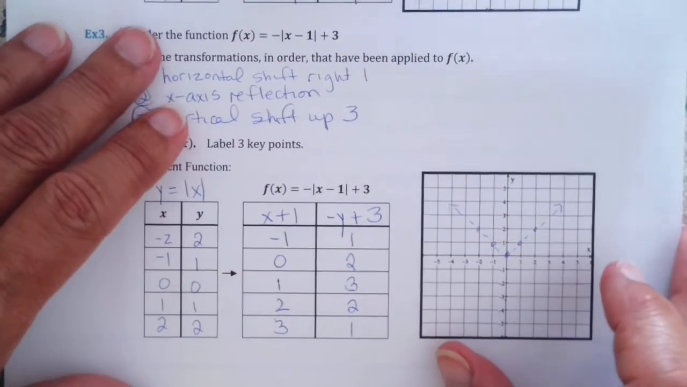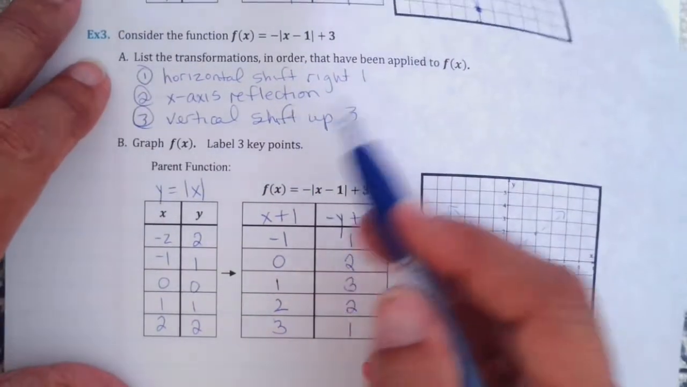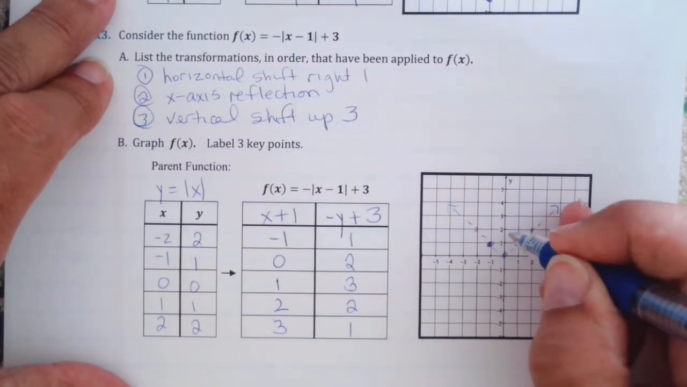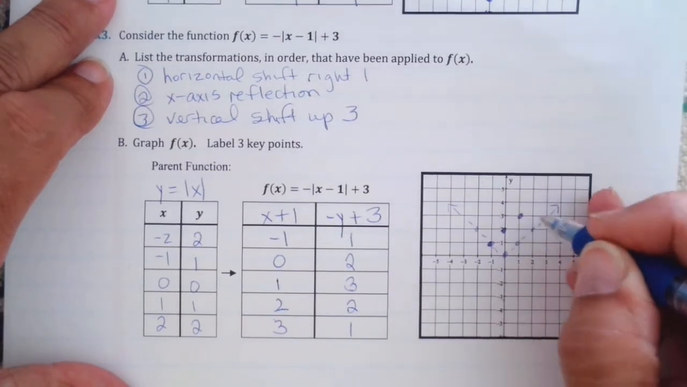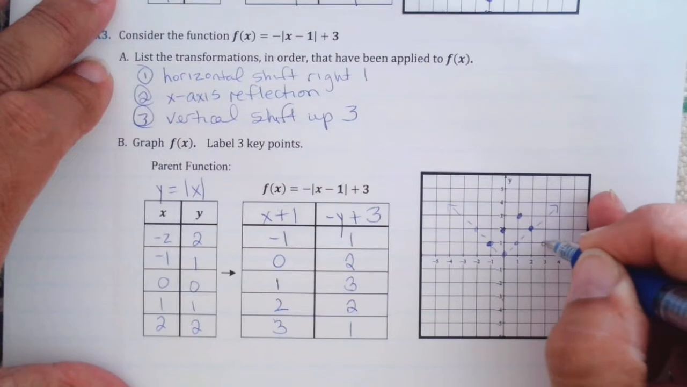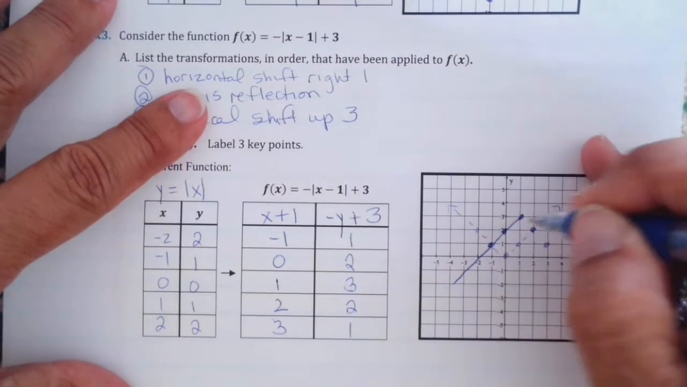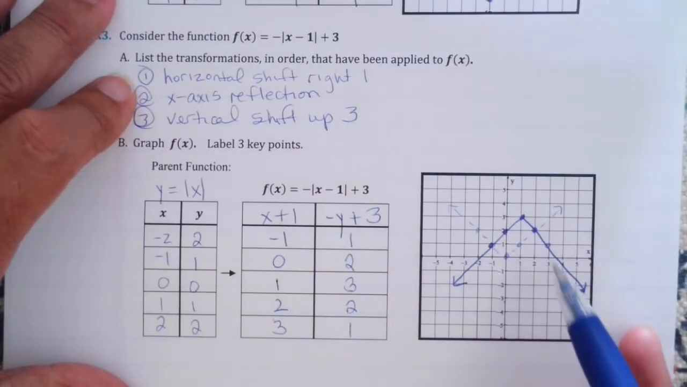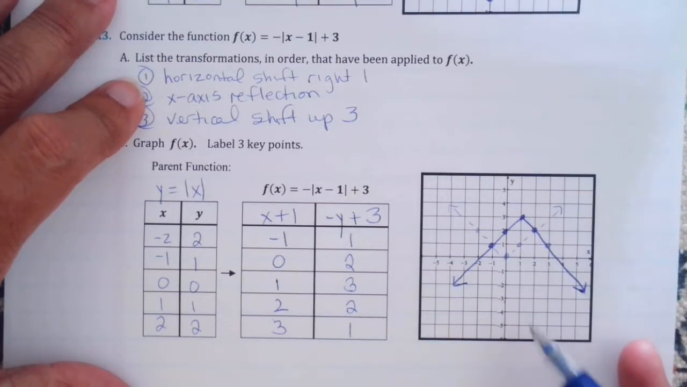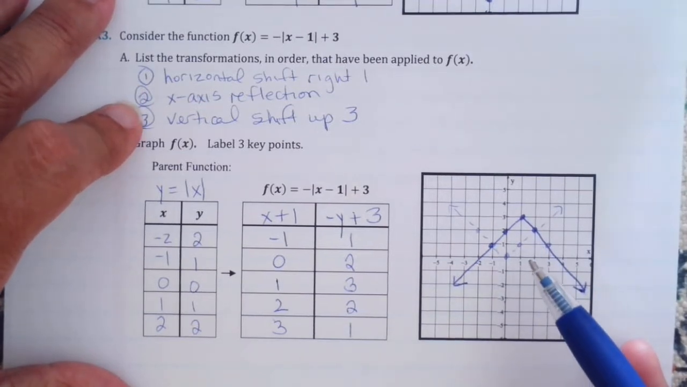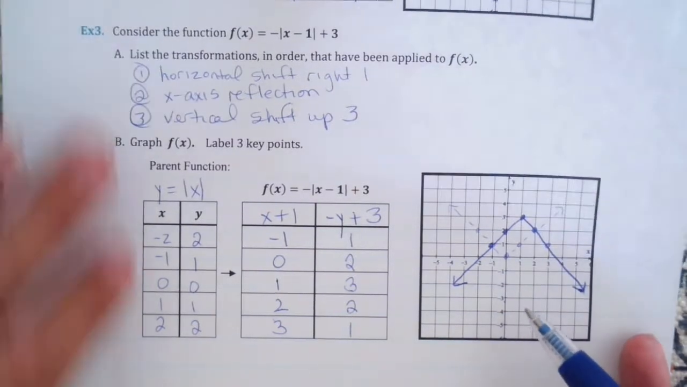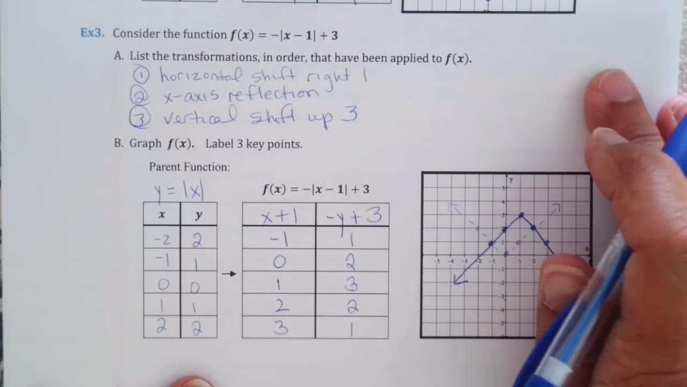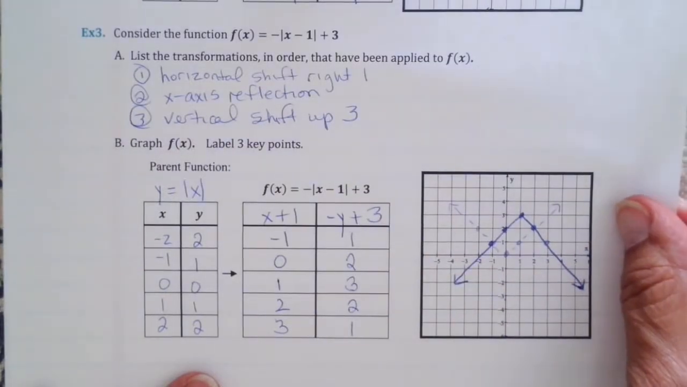All right, so let's see if our transformations are what we said was going to happen up here. So plot -1, 1, 0, 2, 1, 3, 2, 2, and 3, 1. So here's our final graph. Okay. Did it do what we said? Did we go right 1? Yes, we did. Did we reflect over the x-axis? Yes, we did. And then we took everything and went up 3. Okay? So you don't need your calculator, and you should not need your calculator, again, to do these transformations. All right?